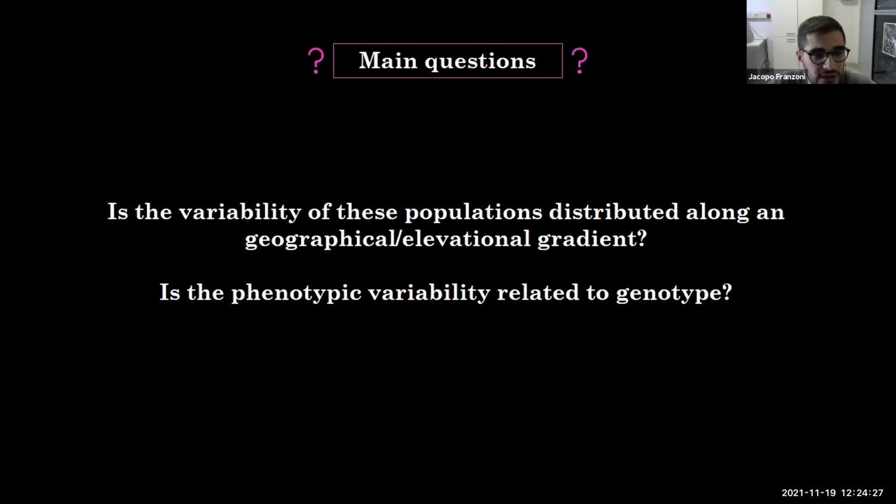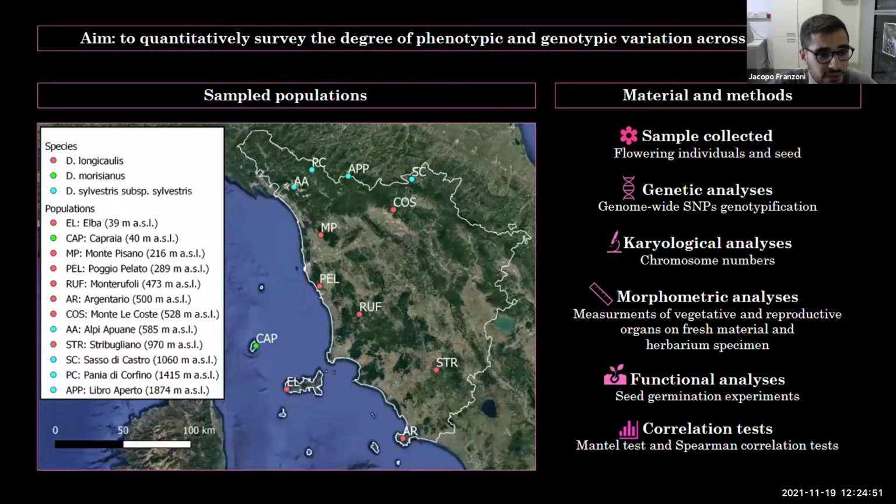Given this taxonomic background, one of the main questions that arose was whether the variability of these populations is distributed along some kind of gradient, and whether the phenotypic variability is related to genotype variation. In order to answer this question, we sampled 12 populations in Tuscany, spanning from the coast of the Tuscan archipelago up to the Apennine Mountains, following a geographical and elevational gradient. We collected both flowering individuals and seeds, and then we performed genetic, karyological, morphometric, and functional analyses in order to detect some sort of pattern of differentiation among these populations.